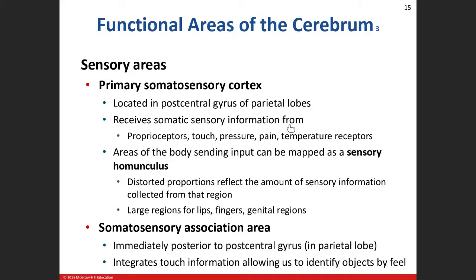So we just saw in the motor cortex that we have a motor association area. Well, we're also going to have a sensory association area, and it's going to be in close approximation to the primary somatosensory cortex. It too is going to be in the parietal lobe, but in this case, it's going to be behind the postcentral gyrus, or behind the primary somatosensory cortex. So again, this is also going to help us to identify sensory information.